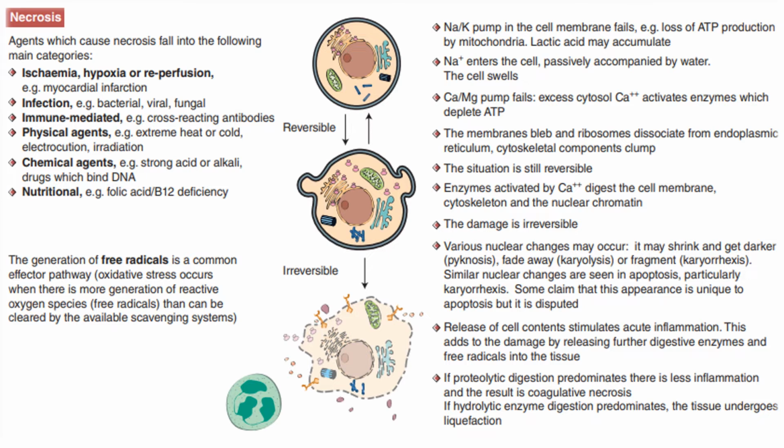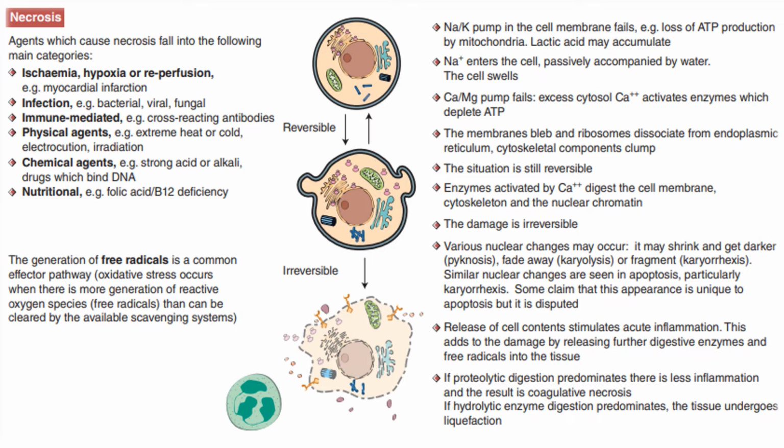Similar nuclear changes are seen in apoptosis, particularly karyorrhexis, which is formation of fragments. Some claim that this appearance is unique to apoptosis, but this is disputed. Release of cell content stimulates acute inflammation. This adds to the damage by releasing further digestive enzymes and free radicals into the tissue.